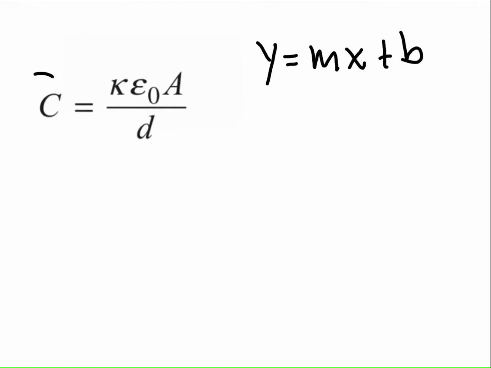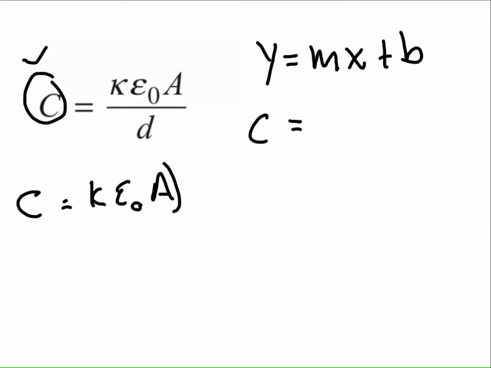So here we have C. I can allow C to be my y. That'll be on my y-axis. Check. Now, we're going to rewrite this a little bit: C equals kappa epsilon sub 0 A times 1 over d. Now, why am I doing that?